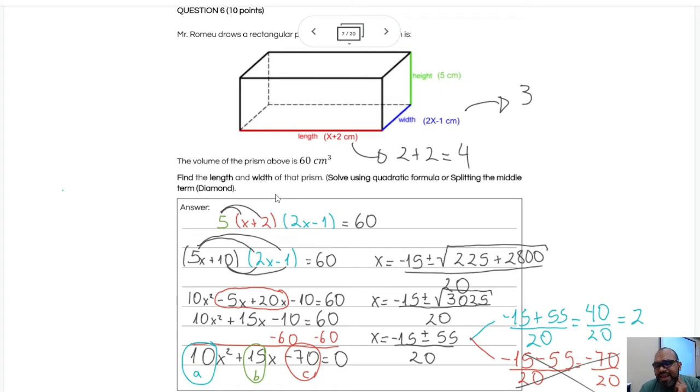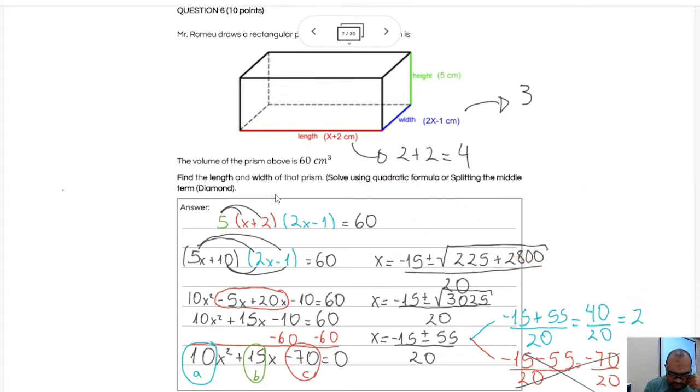Do we have a negative measure? I don't need this one. Which one will I pick? Just number 2. Plug in number 2 here, as you see, plug in over there.